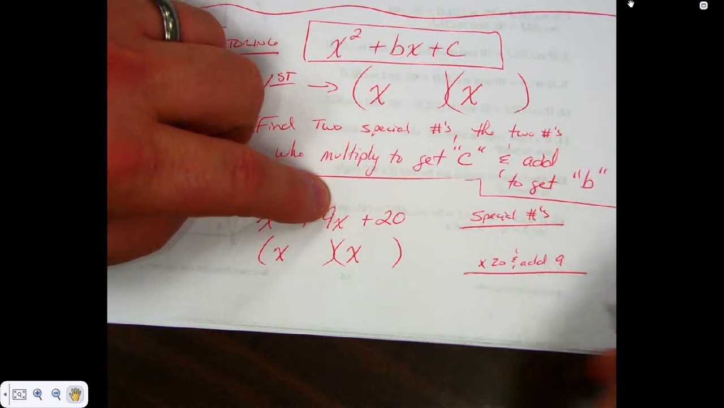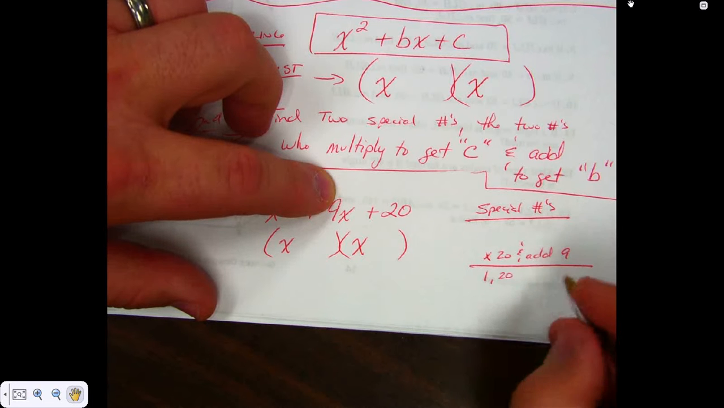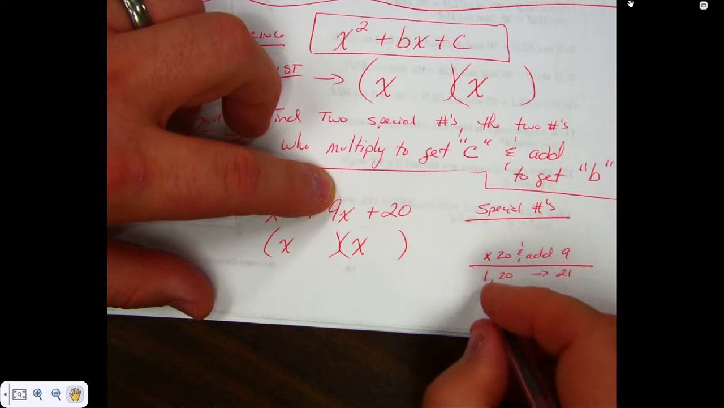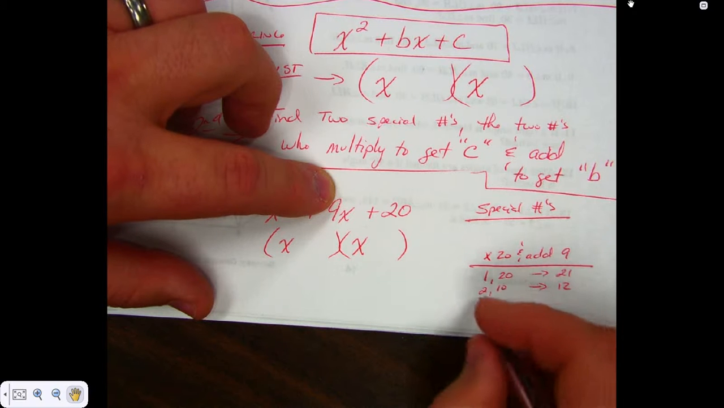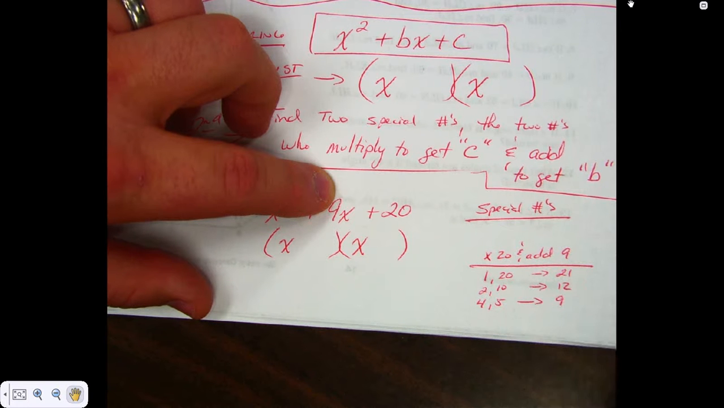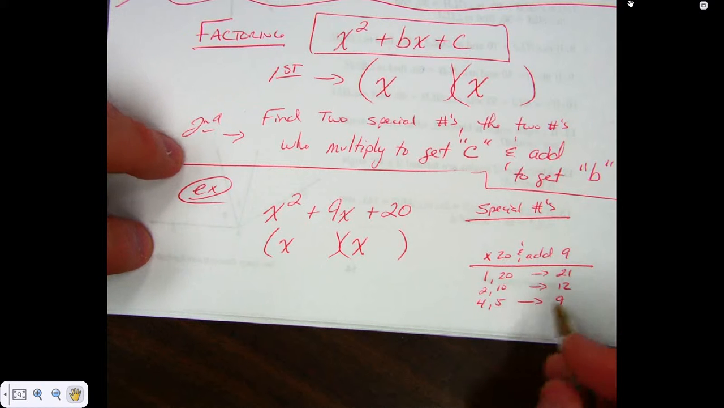9. 4 and 5. Well, first of all, positive 1 times positive 20. What do those add to, though? 21. Will that work? Well, how about 2 and 10? What do those add to? 3 won't go into it. 4. How about 4 and 5? What do those add to? Do any of those work? Huh? Yes. Which one? 4 and 5.